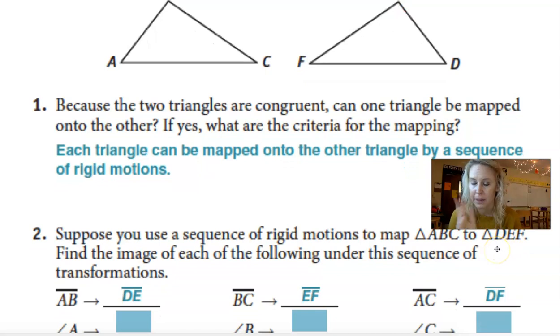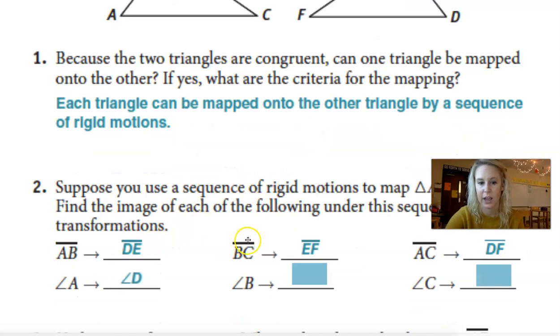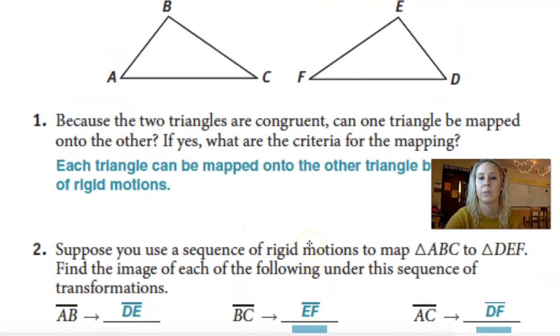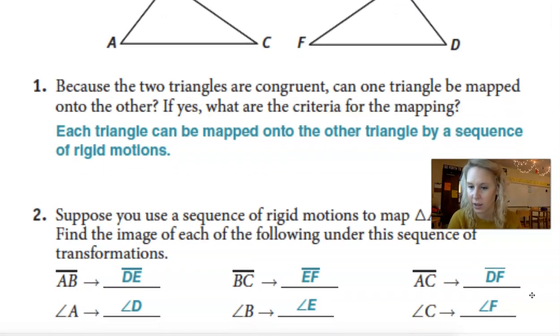So those are the matching of the corresponding sides. All right, the angles are a little bit easier. So A, we know, is the same as D because it was reflected. So angle A is going to go to angle D. Angle B, the top angle, is going to go to the top angle, so angle E. And last but not least, angle C is going to go to angle F.